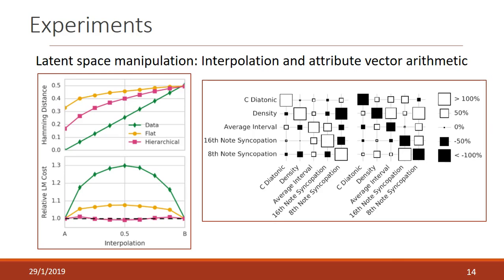For attribute vector arithmetic, the authors chose 5 attributes in the MIDI files, as you can see in the right figure. The vertical axis is the applied attribute and the horizontal axis is the measured attribute. The left is adding and the right is subtracting. You can easily see the effect of adding or subtracting the attribute. There are some small side effects.